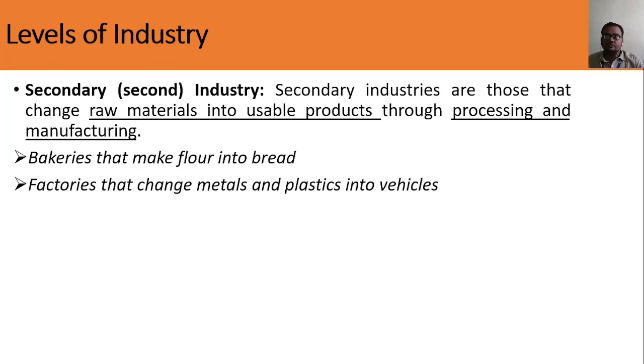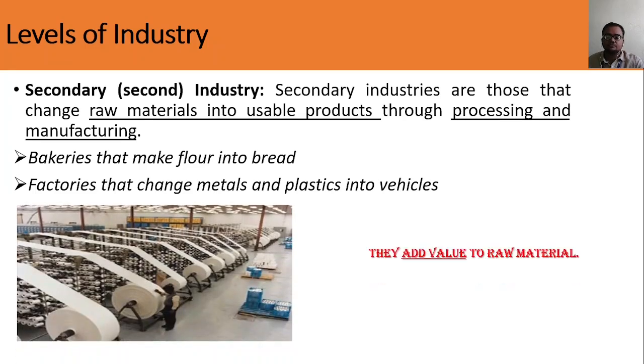The other example can be the factories that change metals and plastics into vehicles. It involves all the assembly parts, all the manufacturing sectors, inclusive of automobile plants and others. The reason why they are called secondary industry is because they add value to the raw material.